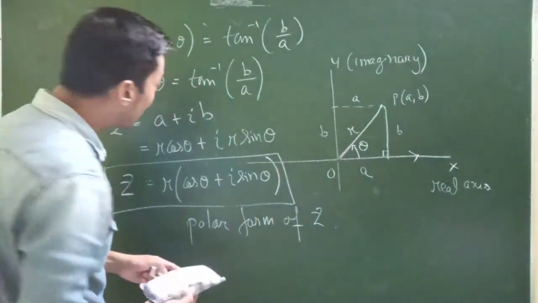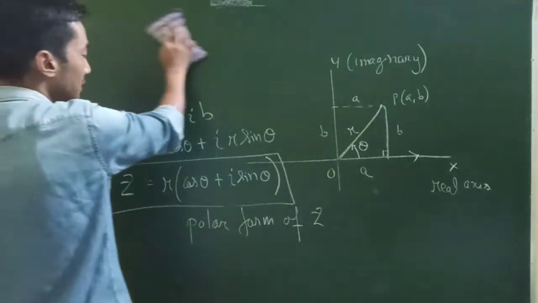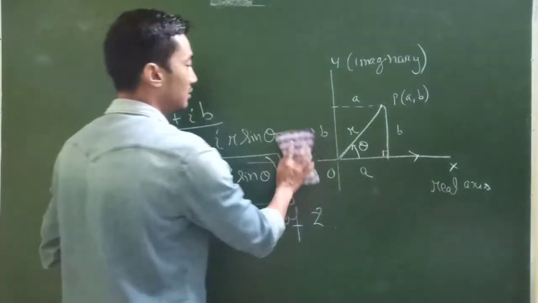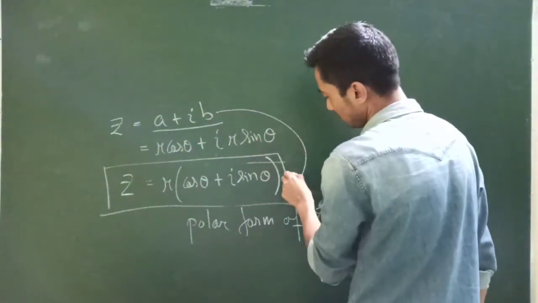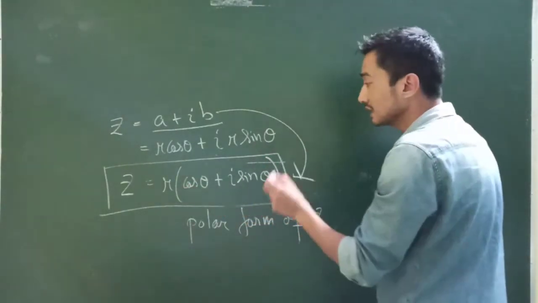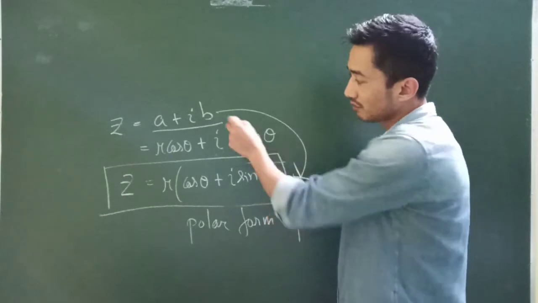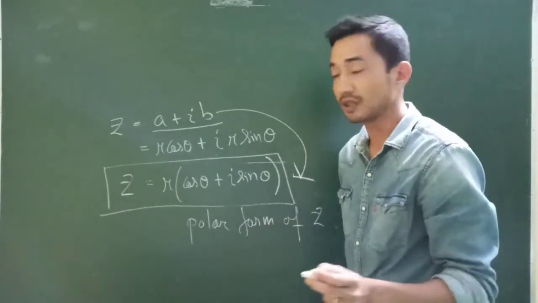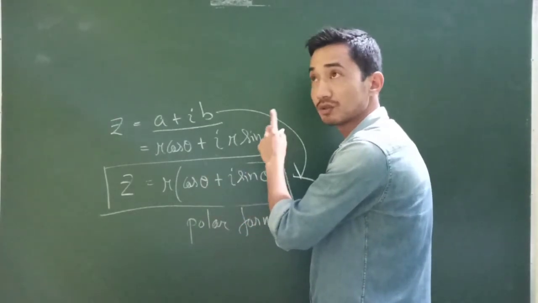So in the next exercise, you will be given a complex number in the form a plus ib, and you will be told to convert this complex number into the polar form, that is r (cos theta plus i sin theta). In order to convert a plus ib into the polar form, there are two parameters we will have to find out, that is r and theta.